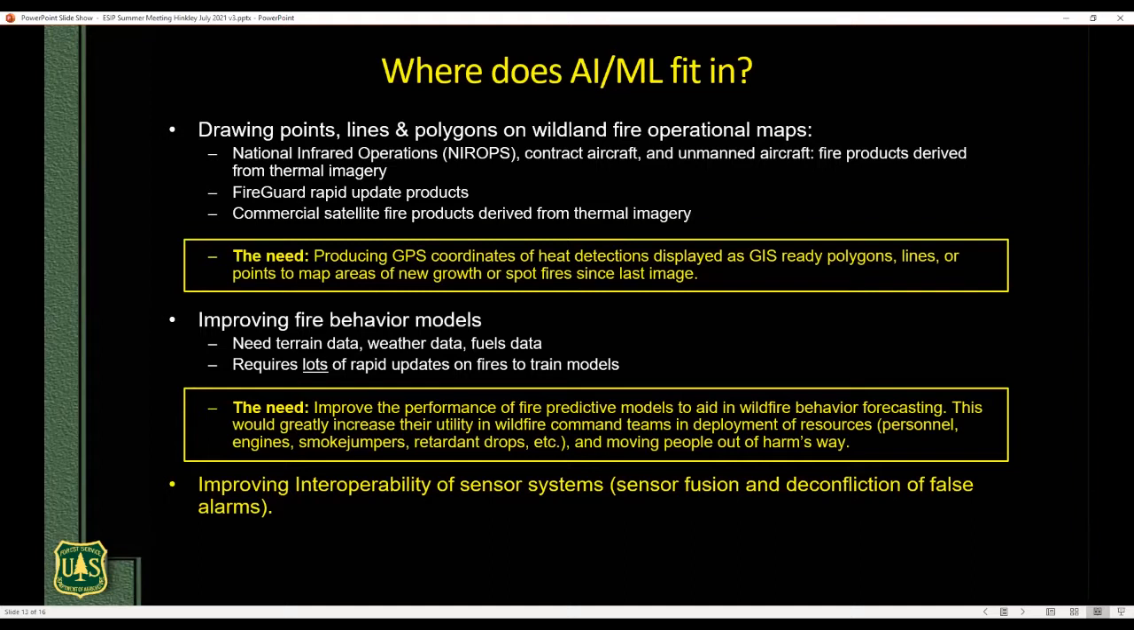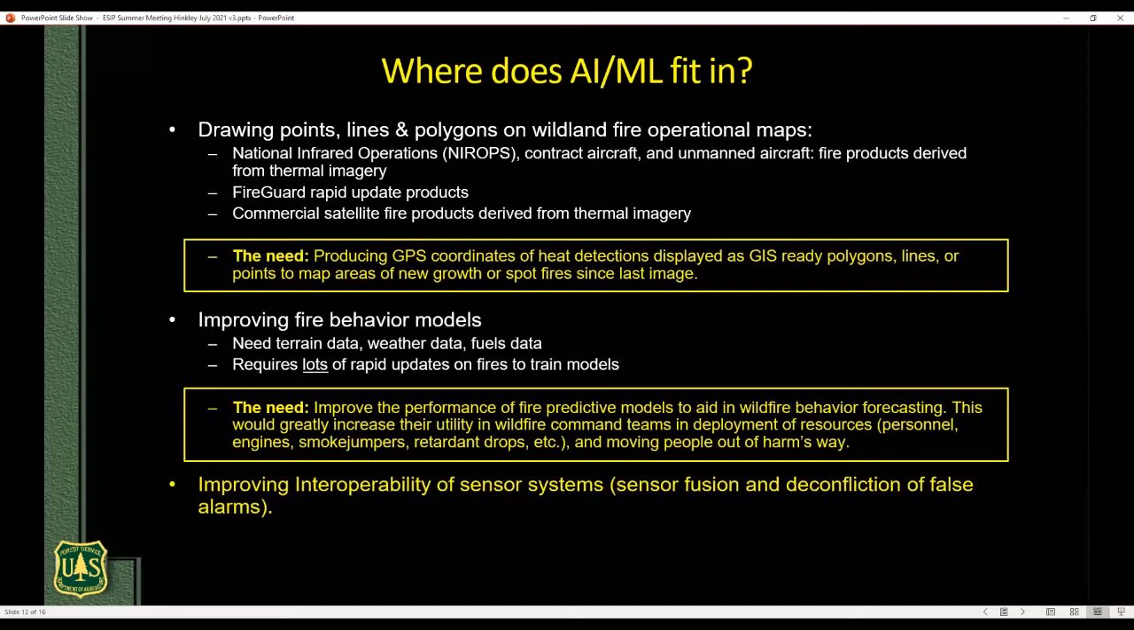This would greatly increase their utility in fire and wildfire command teams and deployment of resources, personnel, engines, smoke jumpers, retardant drops, and so forth. That's the stuff that they're moving around like chess pieces during a fire, and they want to keep people out of harm's way. You're probably all familiar with the Yarnell Hill fire, which happened in Arizona a number of years ago, where we lost 18 firefighters in one fire in one day because they did not have the actionable intel to know that they were going into the wrong place at the wrong time.